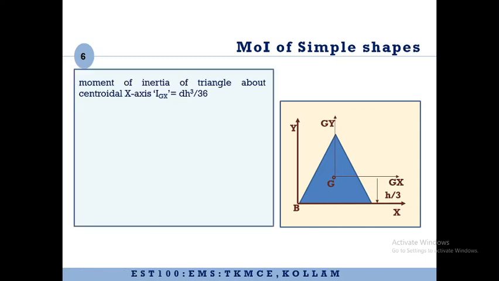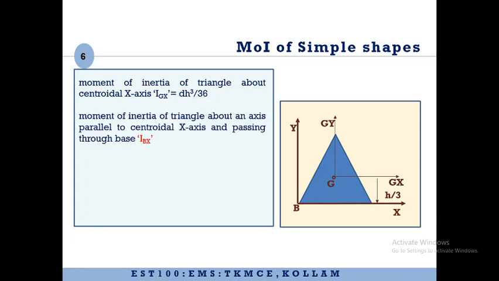Now we know that moment of inertia of the triangle about the centroidal x-axis, that is Igx, is equal to b into h cube divided by 36. Now moment of inertia of the triangle about an axis parallel to the centroidal x-axis and passing through the base, that is we need to find moment of inertia about the Ibx axis.